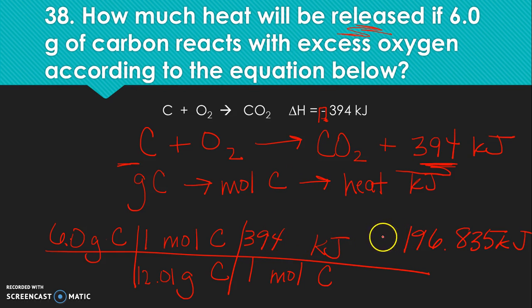Now, if we want to be really technical, how much heat will be released up here? Well, we could put a negative to make sure that we know that it's being released. You don't need to put that negative. You can just write 196.835 kilojoules, because if it says how much is going to be released, it's like asking how much money you lost in the stock market. You wouldn't tell me I lost negative $40,000. You'd just say I lost $40,000. Because of the phrasing, we know that it's negative if it's released.